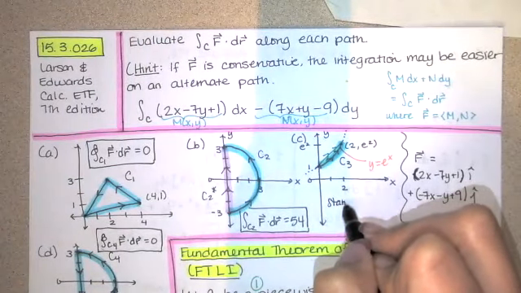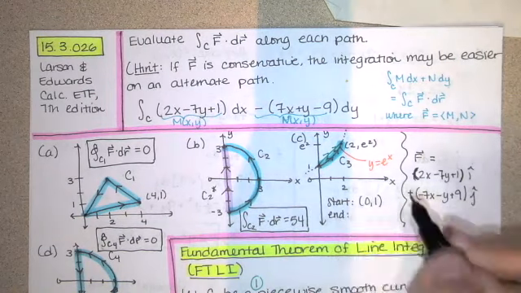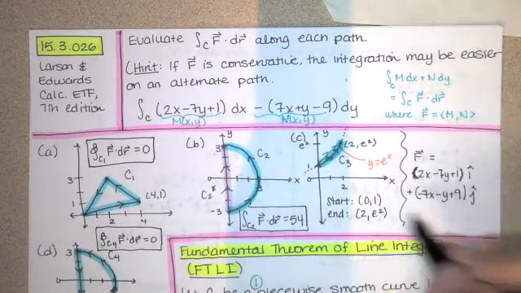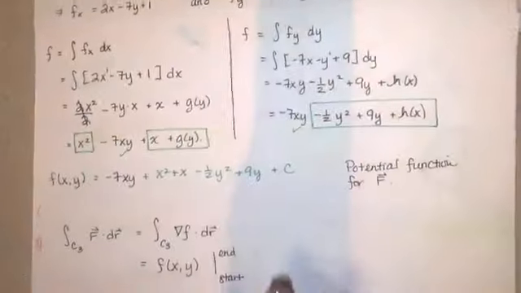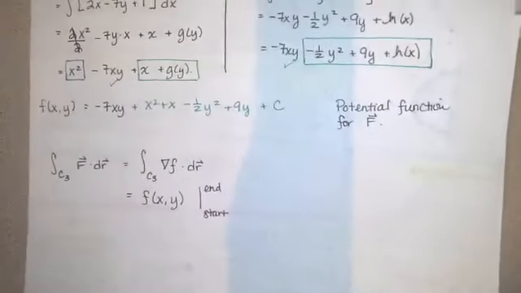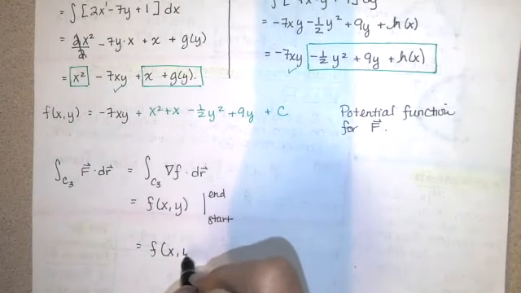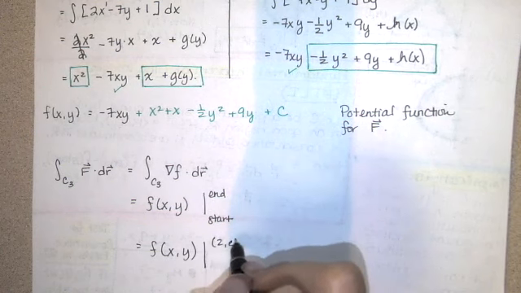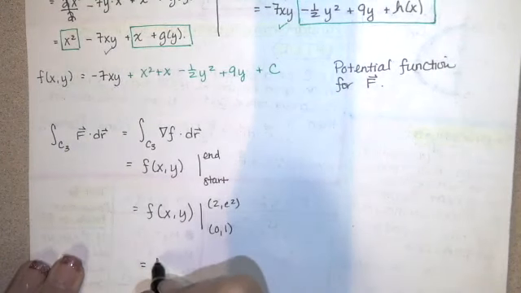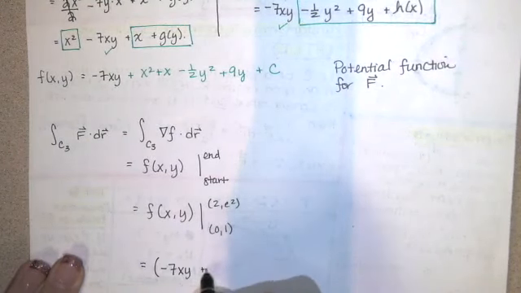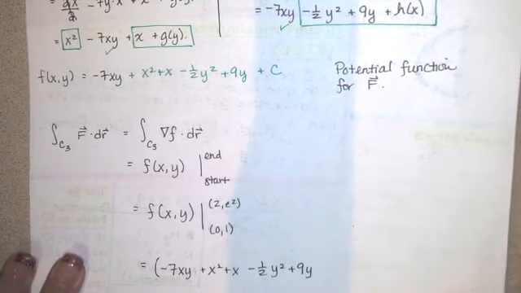Looks like we start here at x equals 0, y equals 1. And we end over here at x equals 2, y equals e squared. So those are our bounds in this method of evaluating the line integral. So we're evaluating f of x and y at 2 and e squared and 0 and 1, and we're subtracting. Now f of x and y in our case is negative 7xy plus x squared plus x minus 1/2 y squared plus 9y plus c.